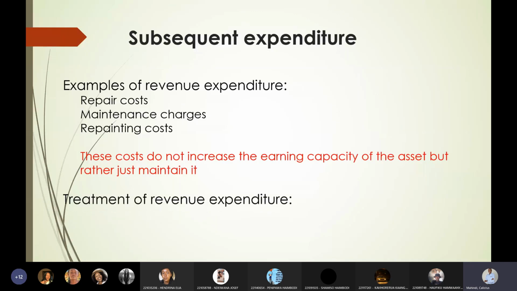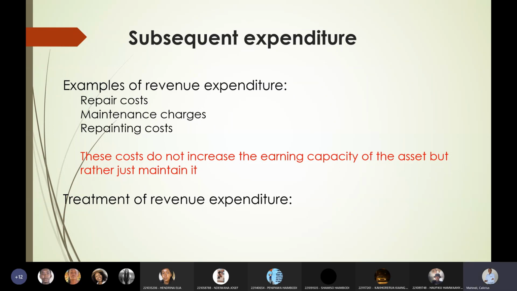So examples of revenue expenditure, I've already given you one: repainting costs, repair costs. For instance, if a door of the classroom is broken, and then they just come to replace the door, that doesn't really increase the earning potential of that classroom. You've just replaced a broken door. If the door wasn't broken, it would still operate in the same way. Any maintenance charges are also considered revenue.